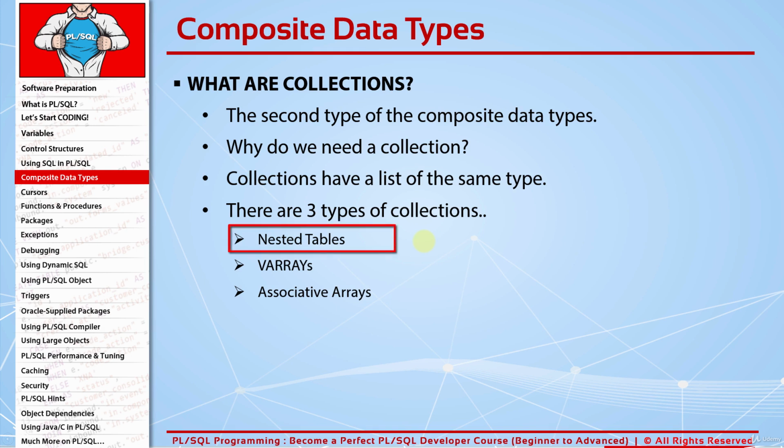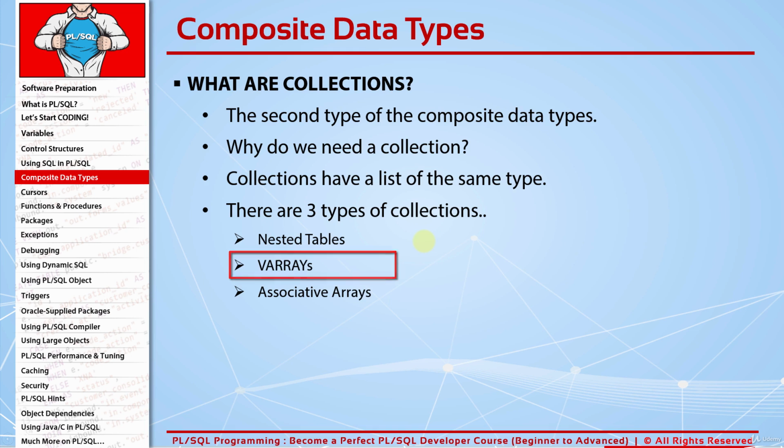Nested tables are lists whose keys can have only numbers starting from 1. Unlike other programming languages, PL/SQL collections start from 1. Besides, nested tables are unbounded. You can add as many rows as you wish. When you add 1, the key increases by 1. You cannot specify the key. It automatically increases.